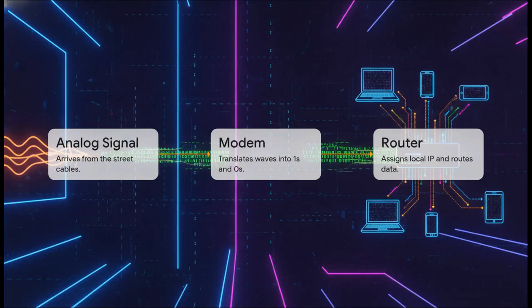So the crucial point to remember here is how precisely these initial steps flow together in a strict sequence. Step 1, the continuous analog signal arrives from the street. Step 2, the modem translates that wave into a digital stream of ones and zeros. And Step 3, the router catches that digital stream, assigns local IP addresses, and confidently directs the traffic to the right device. Boom, the threshold has been crossed.